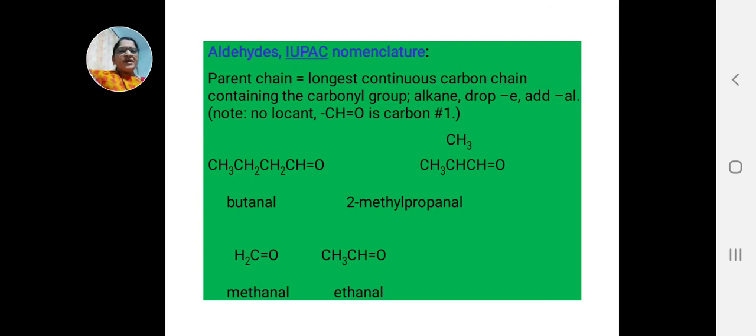Then the fourth example, CH3CHO. In this example it contains 2 carbon atoms. That means it is a derivative of ethane. Again by replacing the e of the corresponding ethane with al, the name of this compound becomes ethanal.